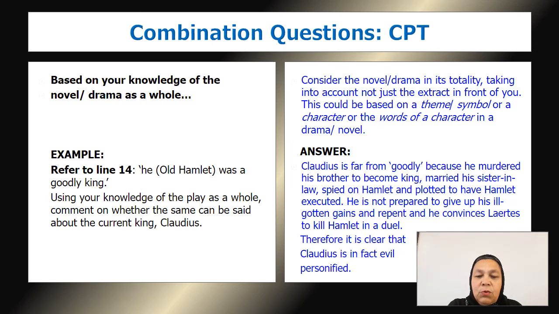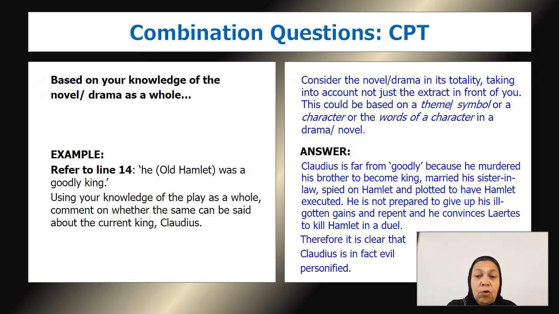Sometimes, for example, you are also required to answer a question, and the instruction tells you to base your answer on your knowledge of the novel or the drama as a whole. So what then do you do? You consider the drama or novel in its totality, in this case, from Act 1 to Act 5 in the drama, and you don't just take into account the extract in front of you. So this question could be based on a theme or a recurring symbol or a character or specific words uttered by the character in the drama or novel.